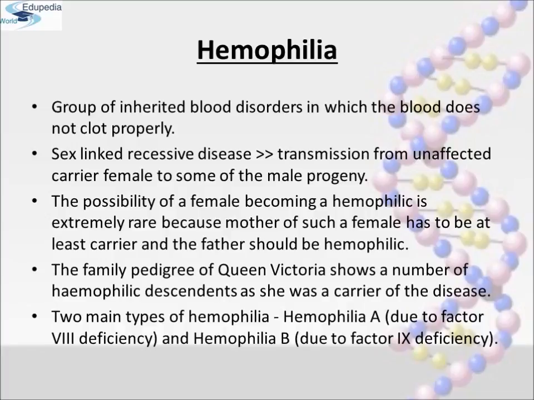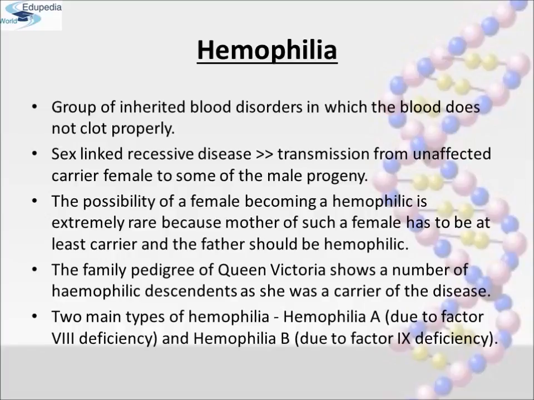When the coagulation factors are missing or deficient, the blood does not clot properly and bleeding continues. Patients with hemophilia have a genetic defect which results in a deficiency in one of the blood clotting factors. This sex-linked recessive disease, which shows its transmission from unaffected carrier female to some of the male progeny, has been widely studied. The possibility of a female becoming hemophilic is extremely rare because the mother of such a female has to be at least a carrier and the father should be hemophilic. That is unviable in later stages of life.